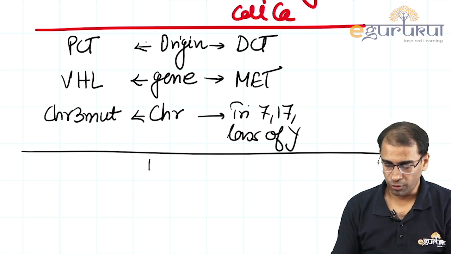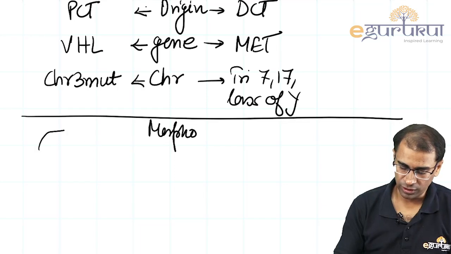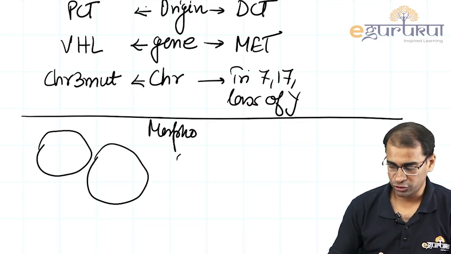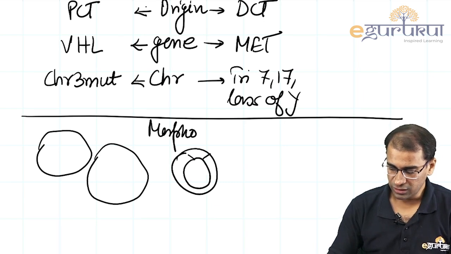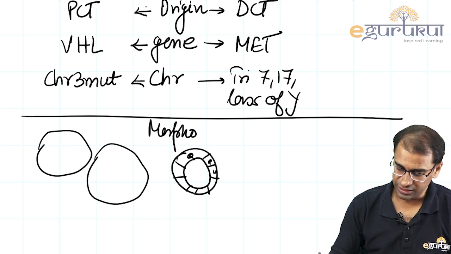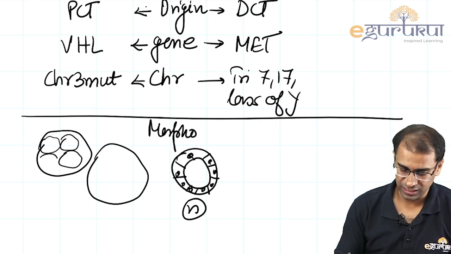Now guys, what is the morphology? Morphologically, if you look at this tubule here, tubules normally have the PCT cells or the DCT cells, and the nucleus is in here. This is a normal tubule that I have drawn. But here you will find the clear cells inside the tubules, and hence the name clear cell carcinoma.